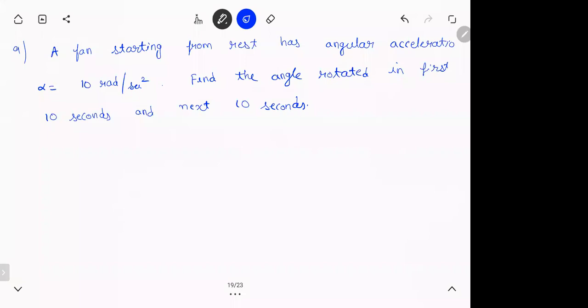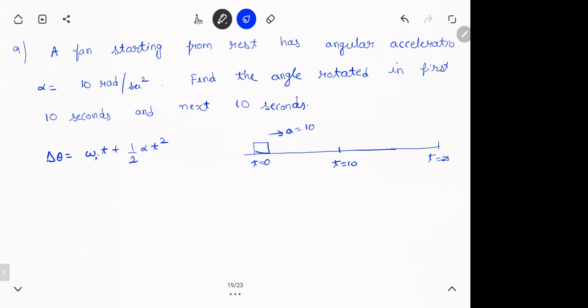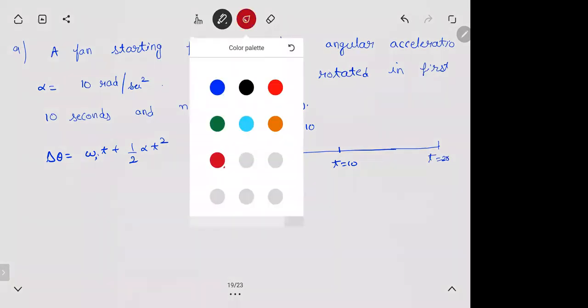Let's see. We know this formula: delta theta is omega initial into time plus half alpha t square. So omega initial is 0. You could have done this like this also. Imagine it's like a car whose acceleration is 10. This is t is 0. So t is equal to 10 seconds, you are here; 20 seconds, you are here. You can always convert this like a translation problem and finish it off.